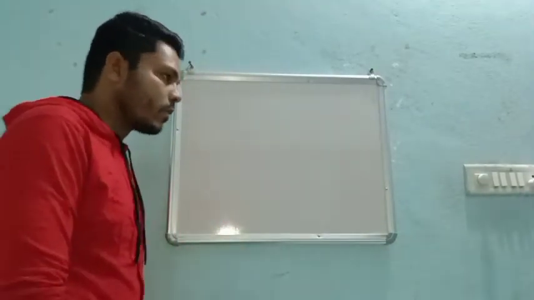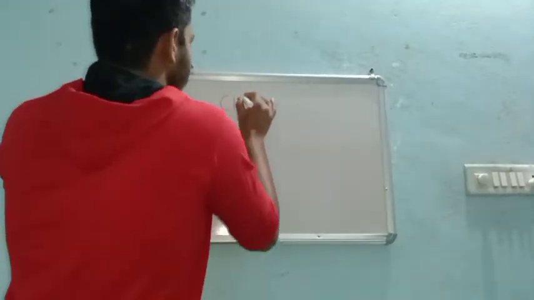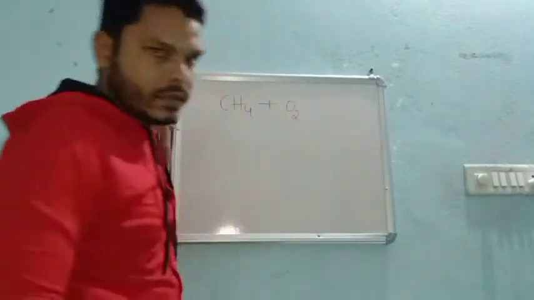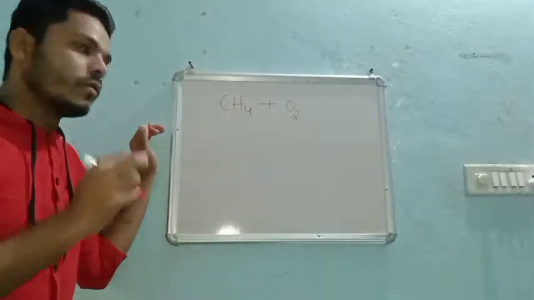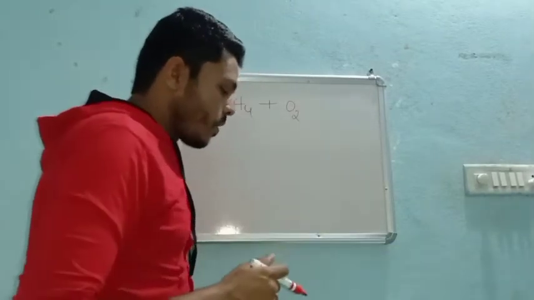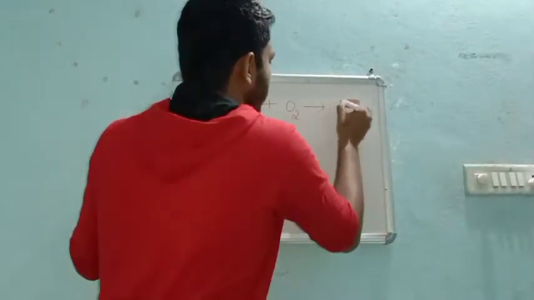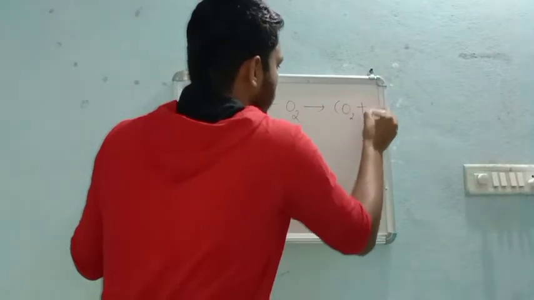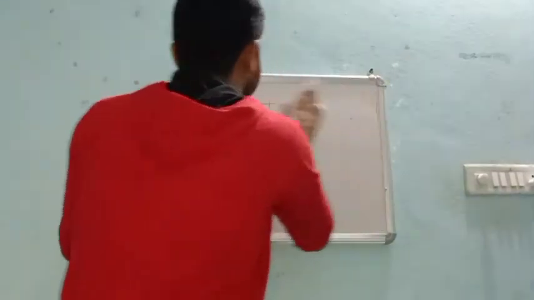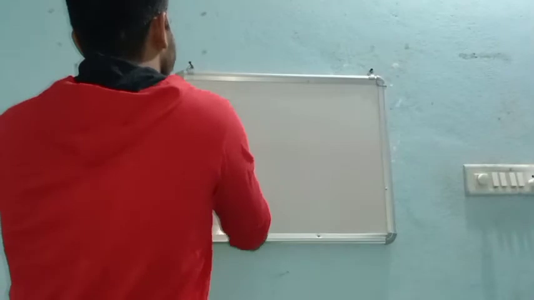Methane reacts with oxygen, right? Whenever the methane reacts with oxygen, oxygen means again a gas. We have to represent it in the diatomic form to give carbon dioxide and water. So simply we will write carbon dioxide and water. So how many of you did it correctly, I don't know. But once you check your answer here, right?